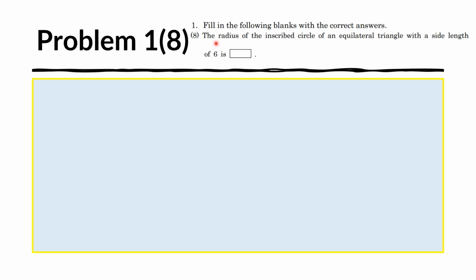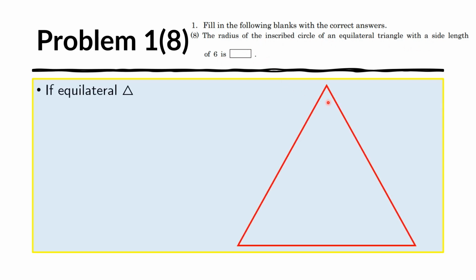Problem 8 asks, the radius of the inscribed circle of an equilateral triangle with a side length of 6 is blank. So let's consider an equilateral triangle. In an equilateral triangle, all three sides are equal, and also all three angles are equal. And because the sum of the angles in a triangle is 180 degrees, and if each angle is equal to the others, then we just divide 180 by 3 and we get 60. So 60 here, 60 here, and 60 here.